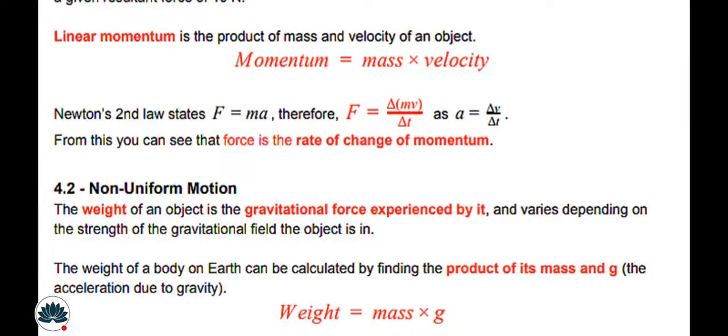Non-uniform motion: the weight of an object is the gravitational force experienced by it and varies depending on the strength of the gravitational field the object is in. The weight of a body on Earth can be calculated by finding the product of its mass and gravity, the acceleration due to gravity. Weight is equal to mg.